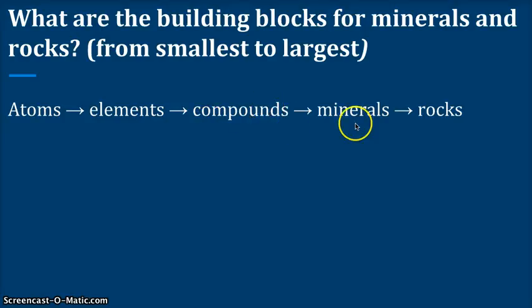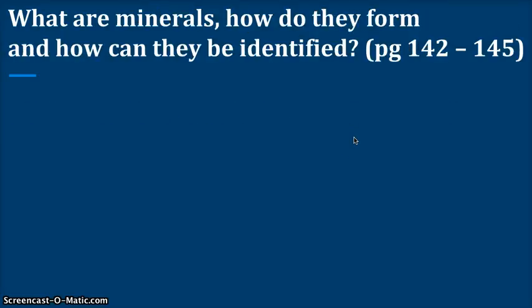And oftentimes when you repeat those patterns over and over again, you then end up with a mineral. And later on we will talk about rocks, but right now just set that off to the side. So the building blocks again go from atoms to elements, compounds, and minerals. So what are minerals, how do they form, and how can they be identified? Students, you're going to find this on pages 142 and 145 of your textbooks. That's going to be Module E, the Dynamic Earth.